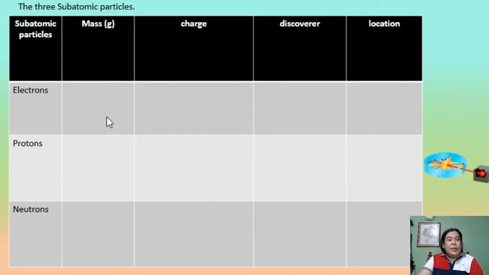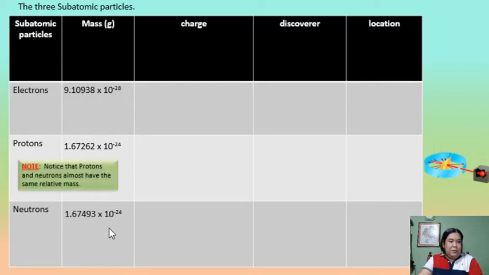Okay, so in terms of mass, these are the different masses of the three subatomic particles. If you noticed, based on this information, protons and neutrons almost have the same relative mass compared to electrons. Sila yung halos magkapareho ng mass nila. Okay? So in terms of charge, the charge of the electron is -1.